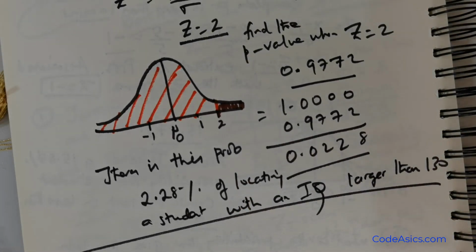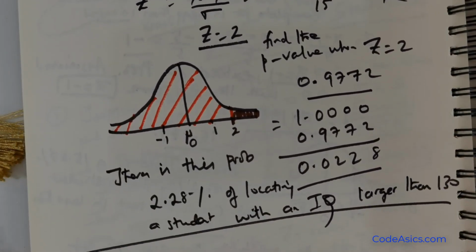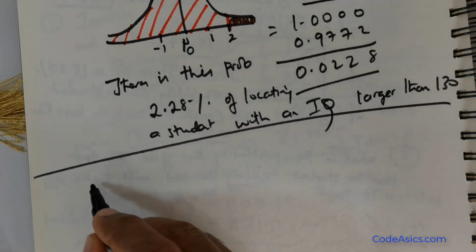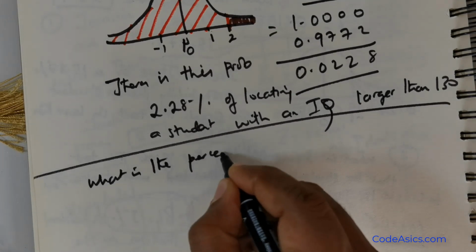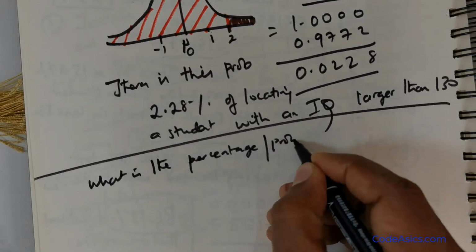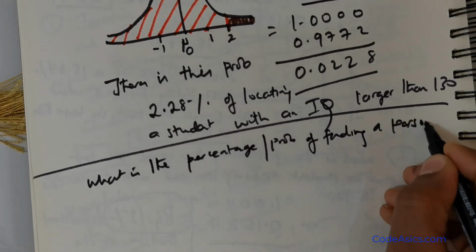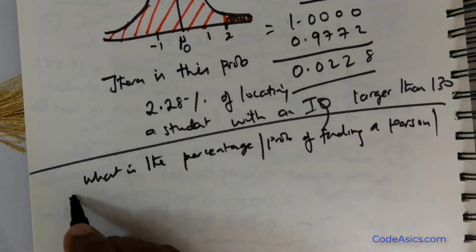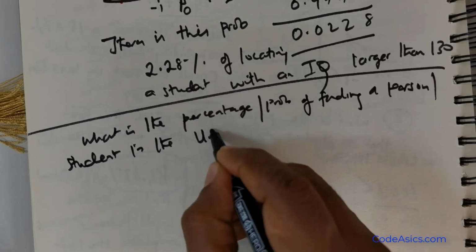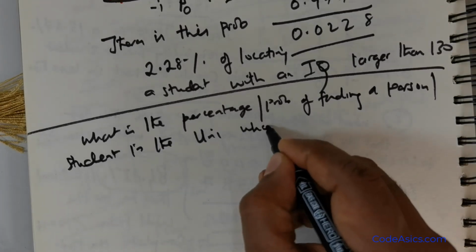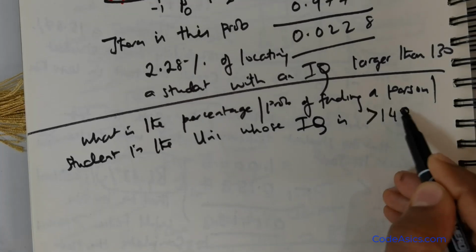So this is a lovely question. So I hope you like this question, and we will move on to do the next one. Okay, so let's do one more interesting question. What is the percentage or the probability of finding a person or a student in the university whose IQ is greater than 140 for a change?